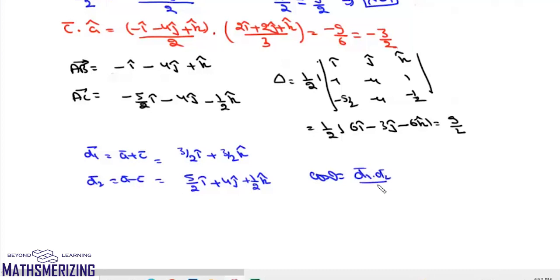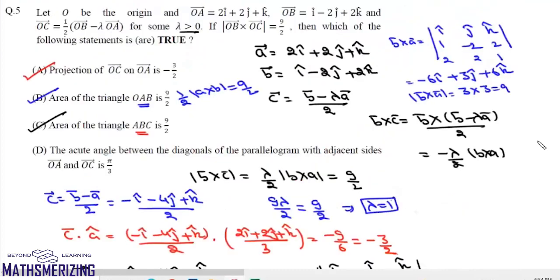d1 dot d2 upon mod of d1 mod of d2. Now d1 dot d2 is 15 by 4 plus 3 by 4 and divided by, now this is 3 by 2 root 2 into under root 90 by 4, which clearly suggests this theta is not equal to pi by 3. So that means this option D is incorrect. So the correct options are A, B and C.